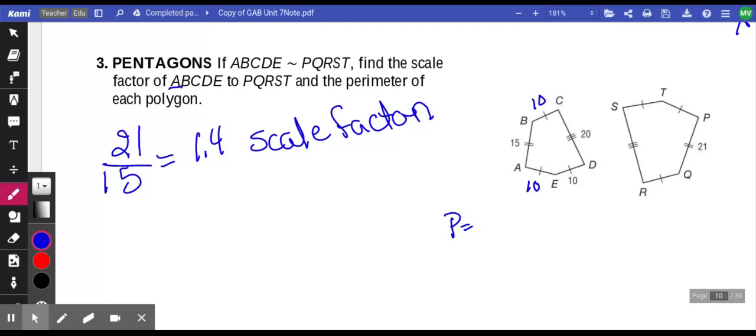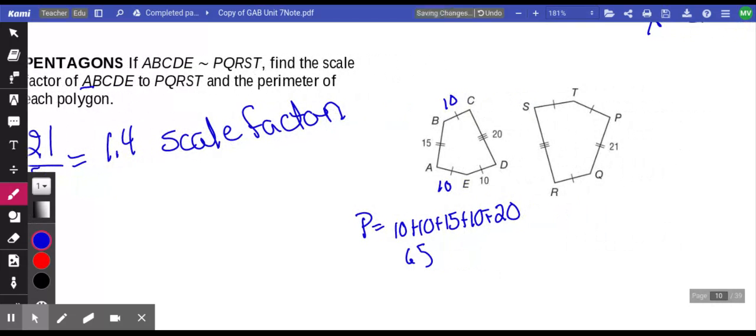So the perimeter of A, B, C, D, E here is 10 plus 10 plus 15 plus 10 plus 20. So the perimeter is 65. So then the perimeter of this one is 65 times 1.4, because that's my scale factor. And therefore the perimeter of this one is 91.